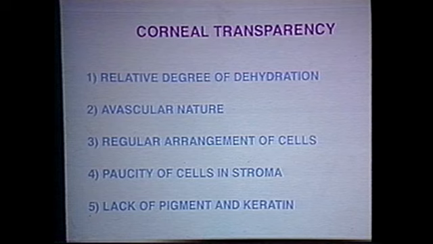The cells in the stroma are few in number. If the cells in the stroma increase in number, this will cause reflection and refraction of light, and hence will produce opacity. And of course, the lack of pigment and keratin is an important feature of the cornea to prevent obstruction of light passing through it. Even in heavily pigmented animals, the cornea is free of pigment.